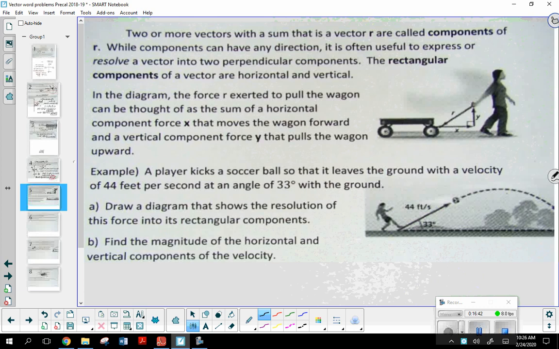Like in this diagram right here, the force R exerted to pull the wagon can be thought of as the sum of the horizontal component force X that moves the wagon forward and a vertical component force Y that pulls the wagon upward. So imagine you're pulling this wagon behind us. You're lifting the handle behind you and up. So think about the direction of that force. Well, if I break it down into these rectangular components, you're pulling it both horizontally and vertically up. Does that make sense? Okay. So that's what we want to go ahead and do here. So let's try a problem.